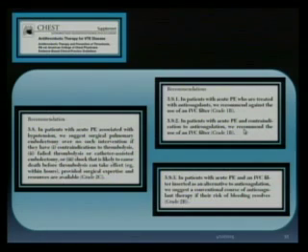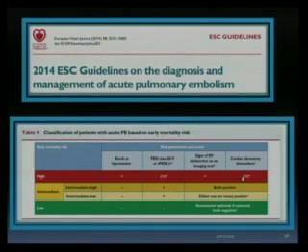And then if you place a filter, and later on the risk for bleeding or the contraindication for anticoagulation goes away, then you have to reinstitute anticoagulation, even in the presence of a filter. So we now go to the last 5 minutes.